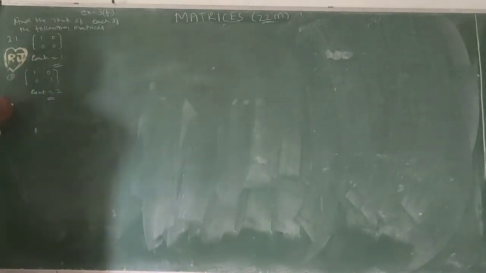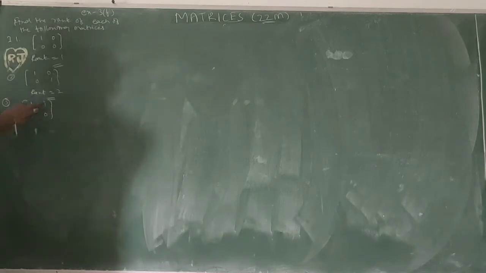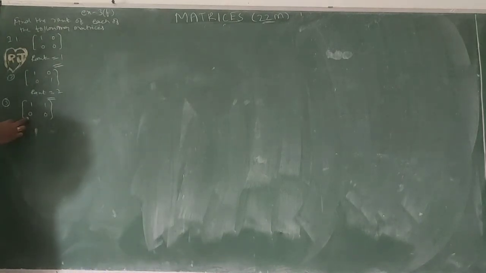Next, third: 1 1 0 0. So this is also in upper triangular form, and here this element is equal to 0. If we observe, 1 1 is a non-zero row, and this is a 0 row. Rank equal to 1.